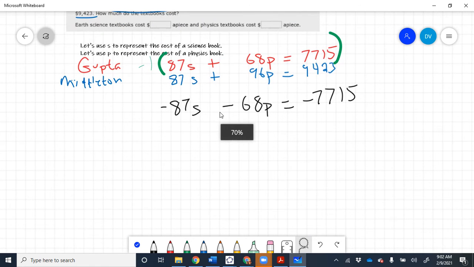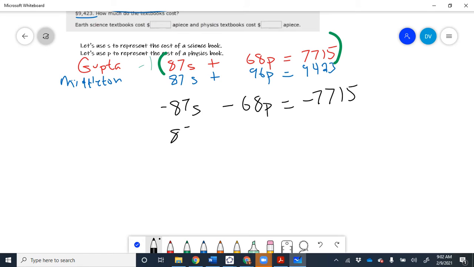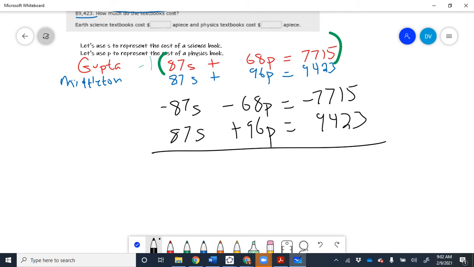All right, so the other equation will just stay 87S plus 96P is equal to positive 94.23. And now we're ready to add these, right? We add these, don't they just cross off, add up to 0? If we add negative 68 and positive 96, isn't that the same as 96 minus 68? And I'm thinking, what is that, 20? Is that 20? 28, is that right? Yeah. So 28P, let's go to black.